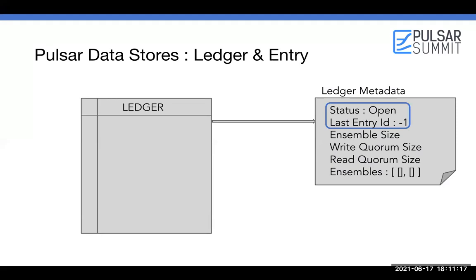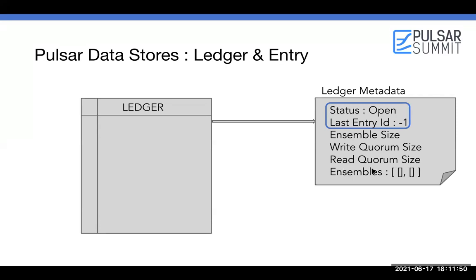So if you look at a ledger, this is the ledger metadata. When you open a ledger, you mark it in a state which is open. Entry ID is -1. Ensemble size is basically your list of bookkeeper nodes on which this ledger is written. Write quorum is basically something like replication factor. How many copies of this ledger do you want to have? How many acks to receive before you confirm a write to the client?